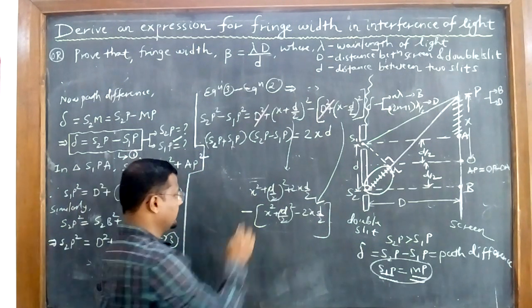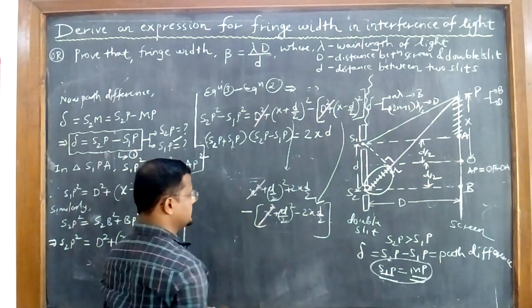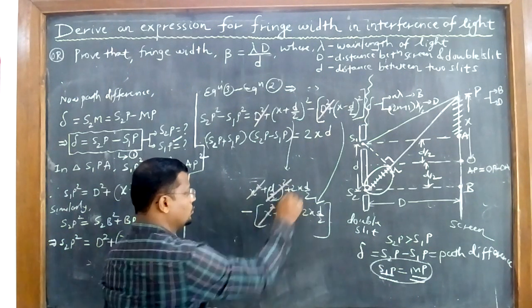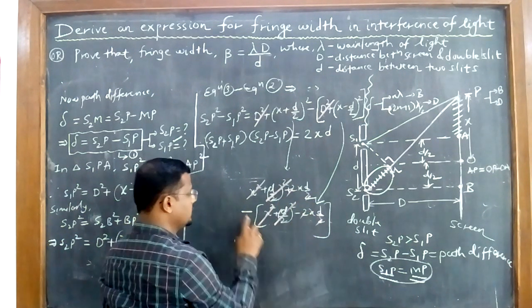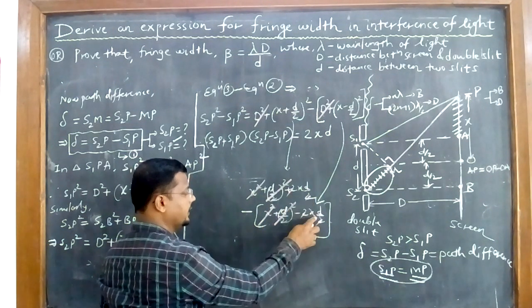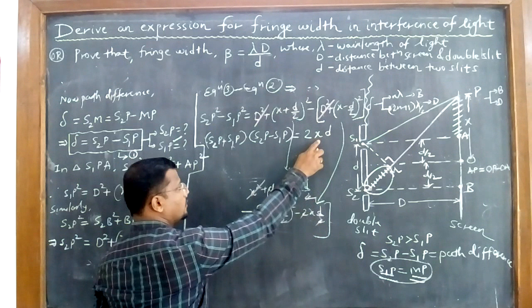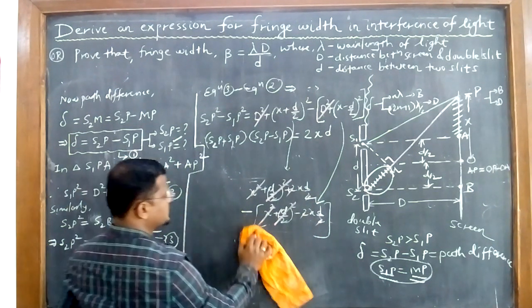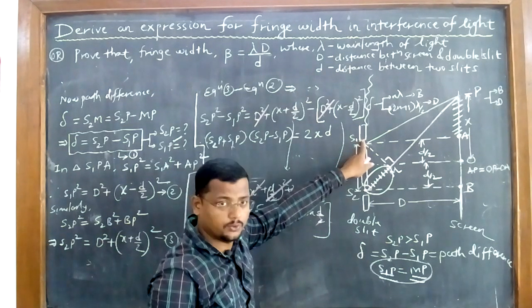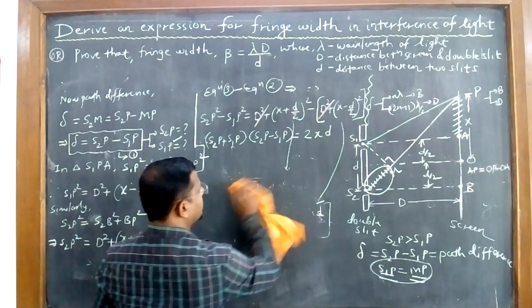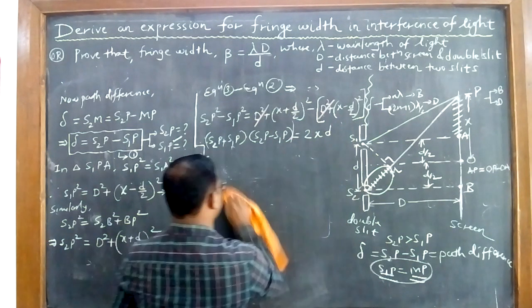Subtraction means what will happen? x² minus x² cancel, d²/4 minus d²/4 cancel, and minus minus becomes plus. So xd plus xd is 2xd. Right? I have written this directly to avoid the step, and I don't have enough space to write it. If you solve this difference properly, you will get the answer as 2xd.